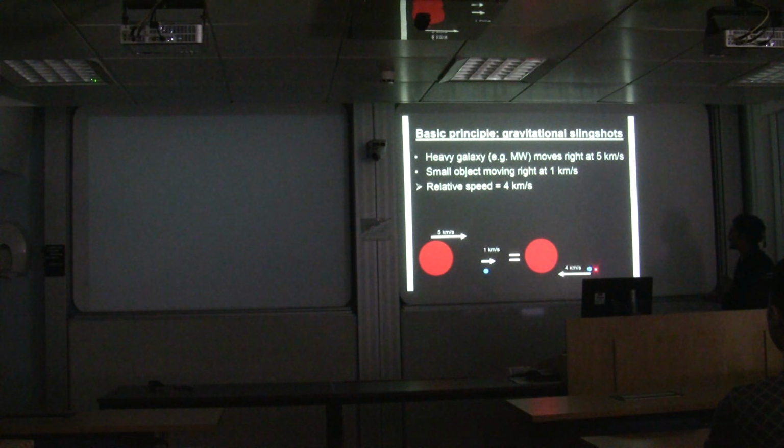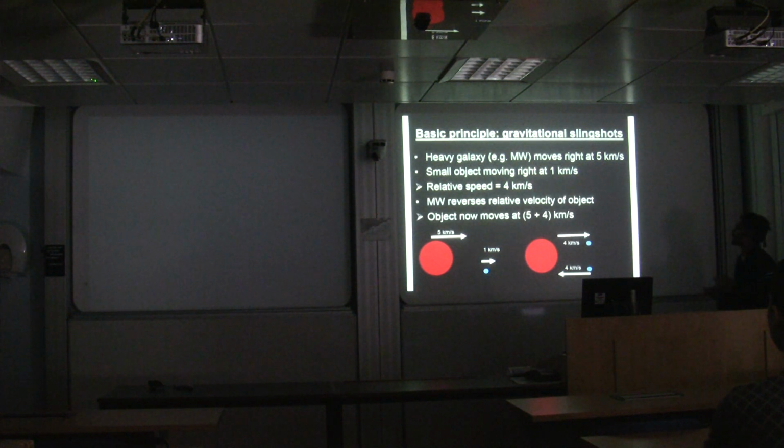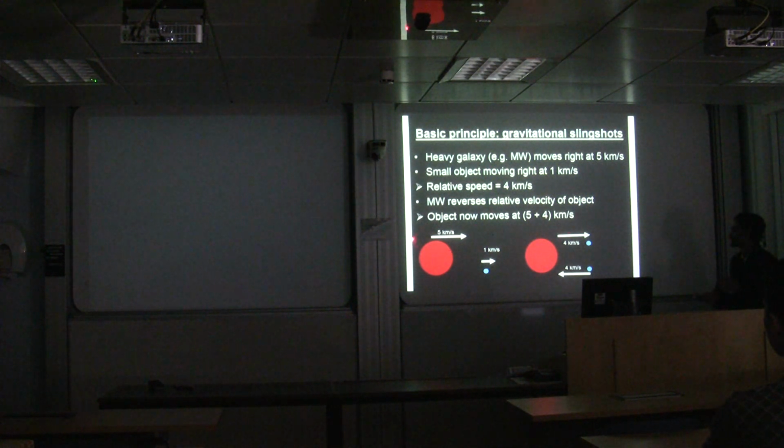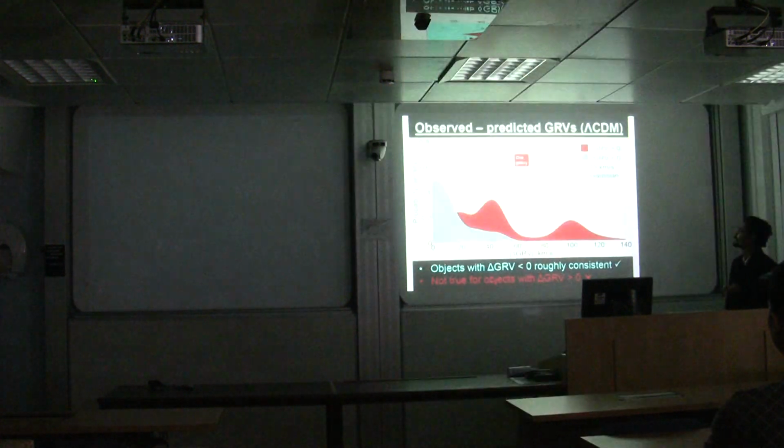Now, what can happen to this galaxy is it can go on an orbit like that around the Milky Way. The Milky Way might reverse the velocity of the object, in which case the object is now moving at 9 kilometers per second instead of 1. So basically the amount of speed it can gain is limited to twice the velocity of the Milky Way. Probably it will be about 1 times, but that's the basic idea.